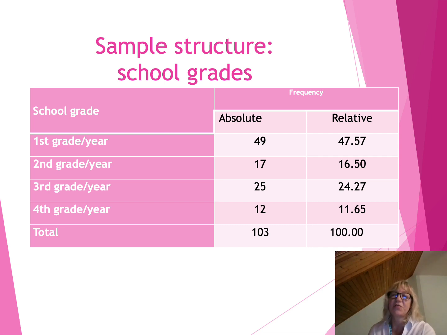The characteristics of the sample according to the school grades is illustrated by this slide and table. It shows the distribution of the respondents according to the individual grade years out of 4-year upper secondary education. We can see that first year grade students were represented by 47% within the sample.